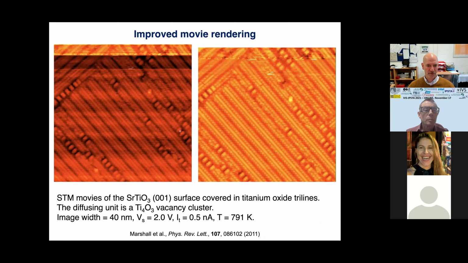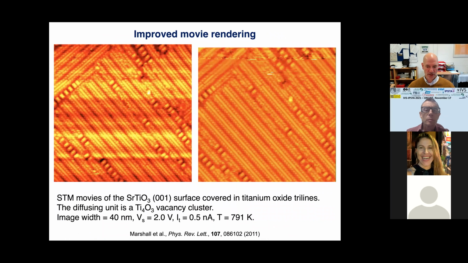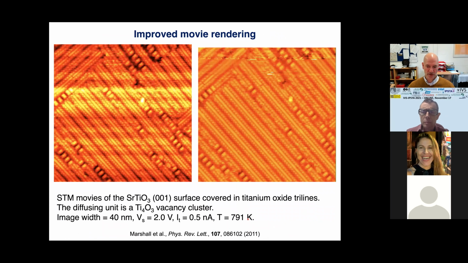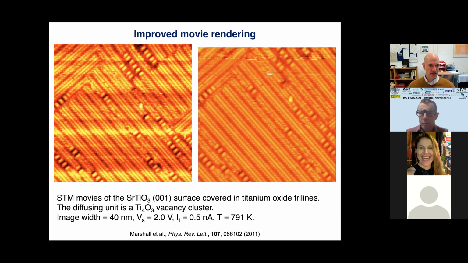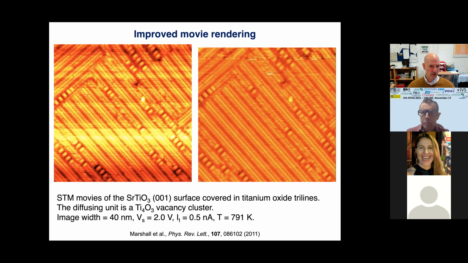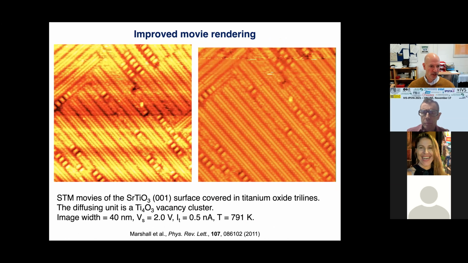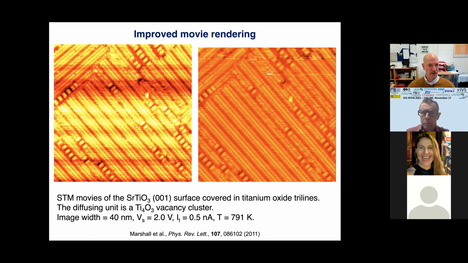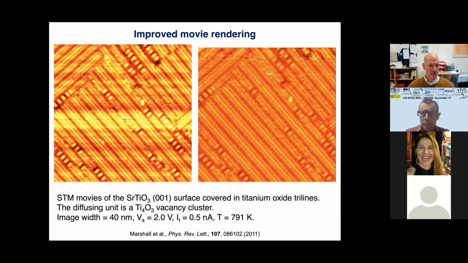And we also have improved image rendering. This is some work we did at quite high temperatures, almost 800 Kelvin. These are the so-called nano lines on strontium titanate 001, and these are just the images put on top of each other.